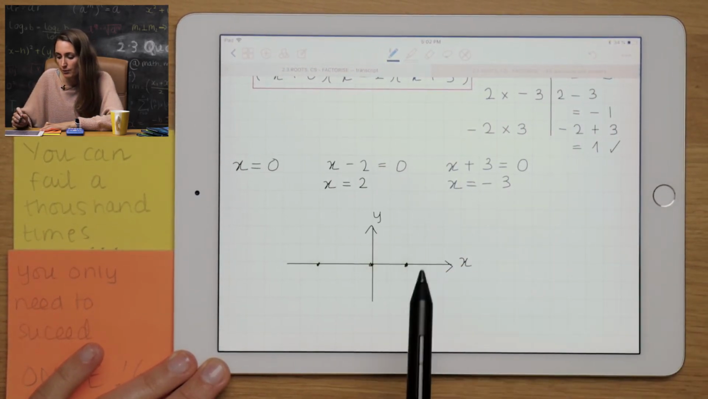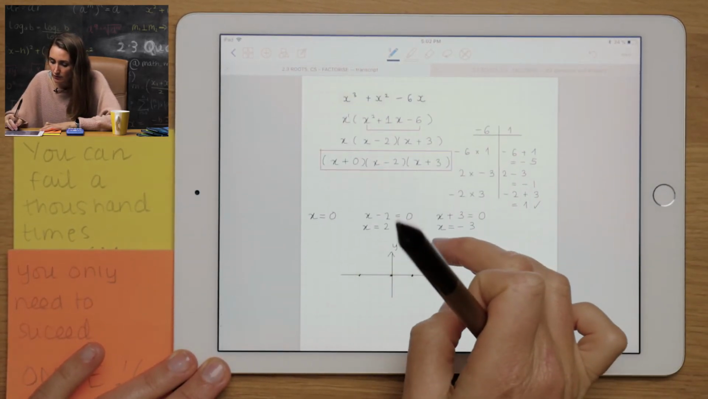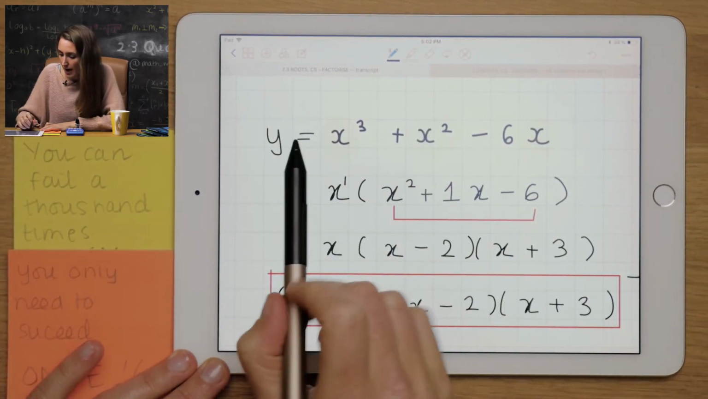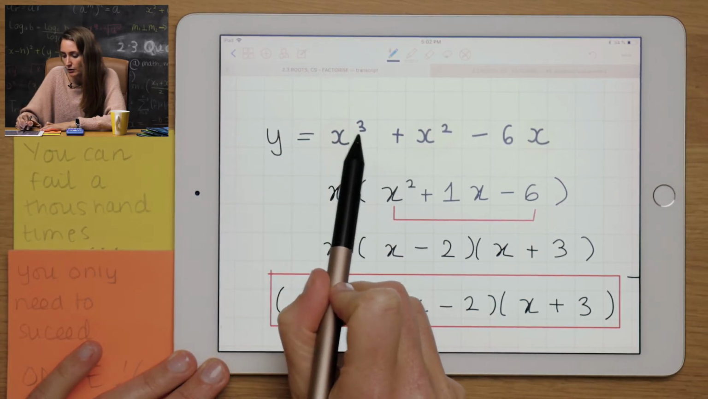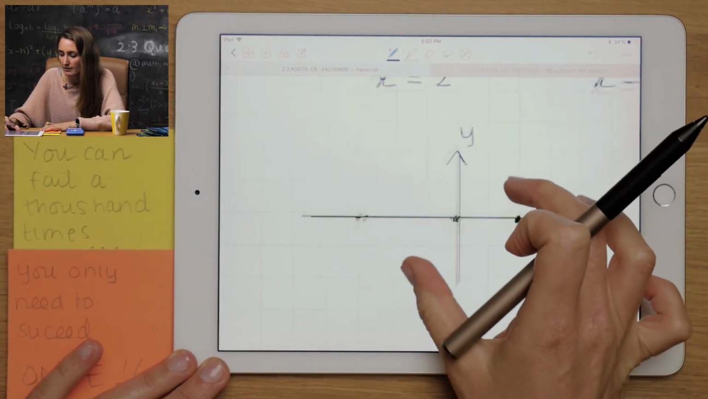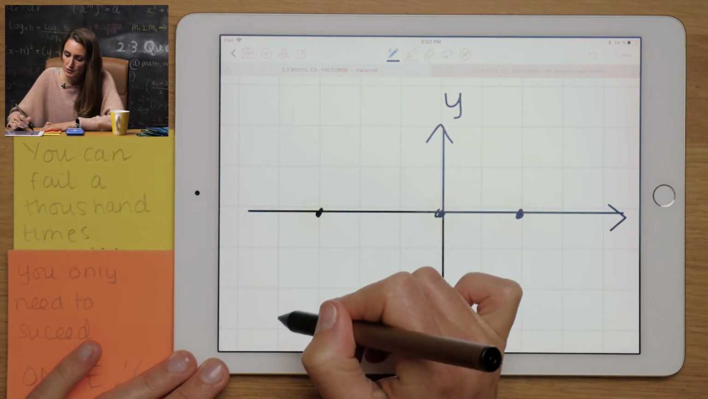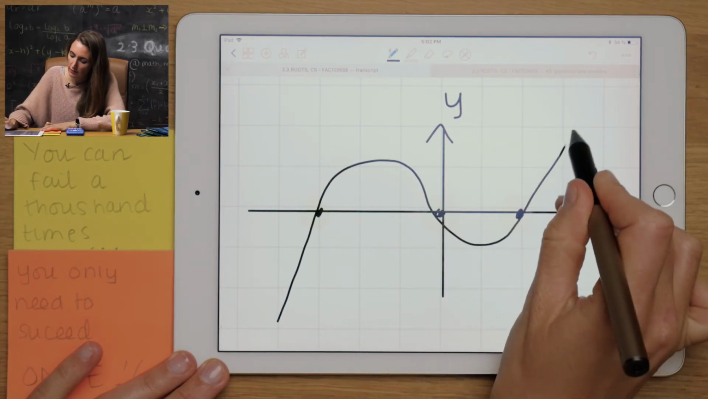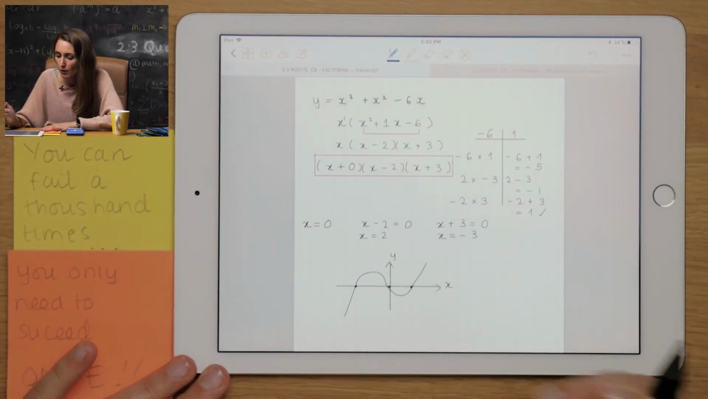You may also want the point where your graph will intersect the y-axis. And to get that, you simply substitute in, if this is y equals, x equals 0. So you can see that if x is 0, it's 0 cubed plus 0 squared minus 6 times 0. So that intercept will still be here, x equals 0, y equals 0. You should know that your cubic shape is going to be like this. So that's a rough sketch of the cubic graph that you are given.